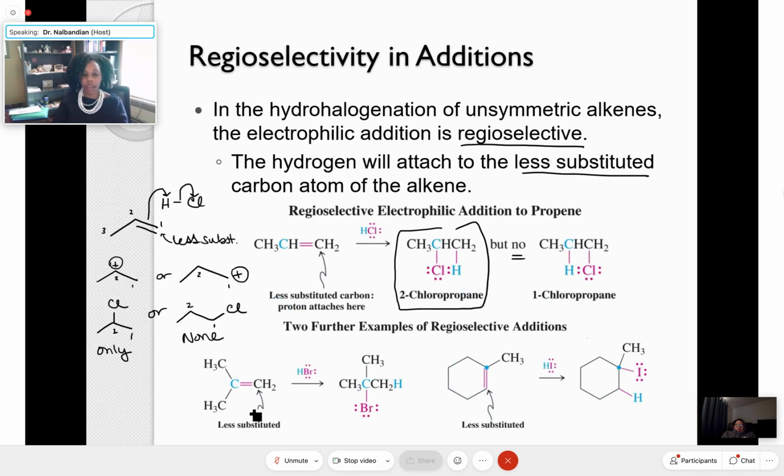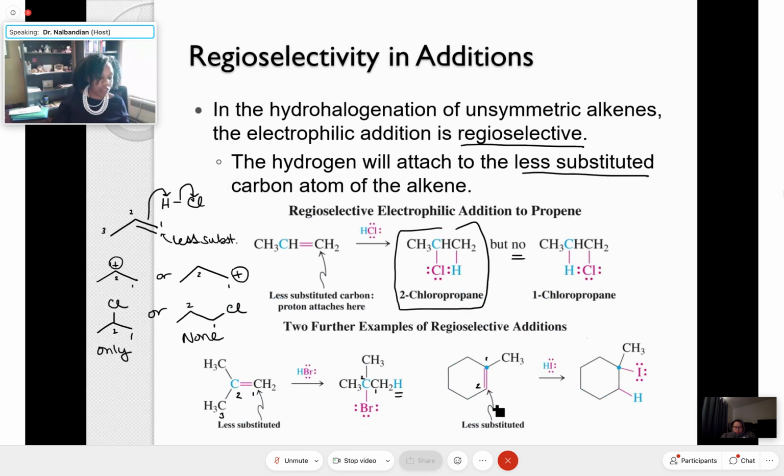So same here, we have these 3 carbons, 1, 2, 3. So we could add it to carbon 1 or carbon 2. We add the hydrogen to carbon 1 and we add the bromine to carbon 2. Same with this. We have here, we'll call this 1, we'll call this 2. Hydrogen gets added to carbon 2 because it's less substituted, and the iodide gets added to carbon 1 there.